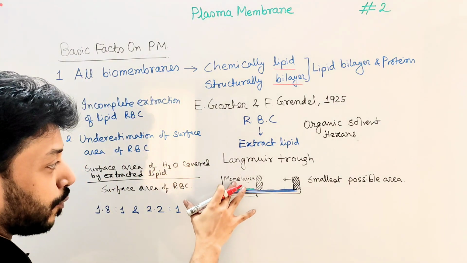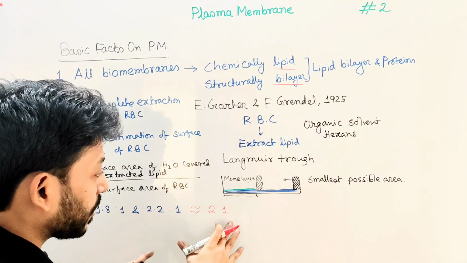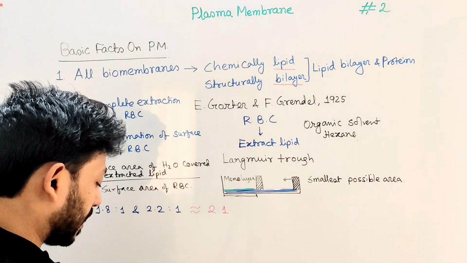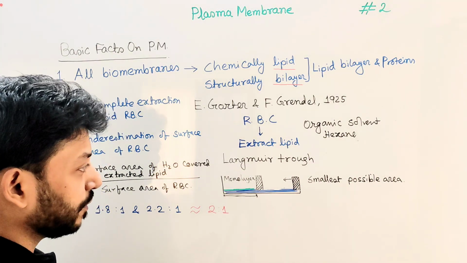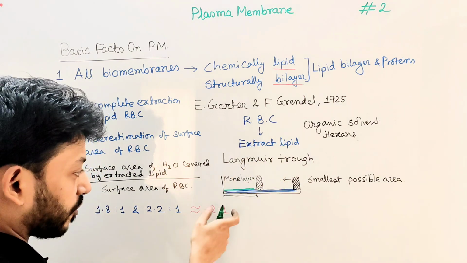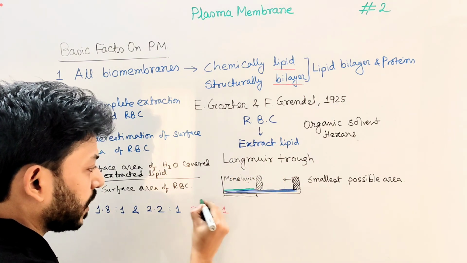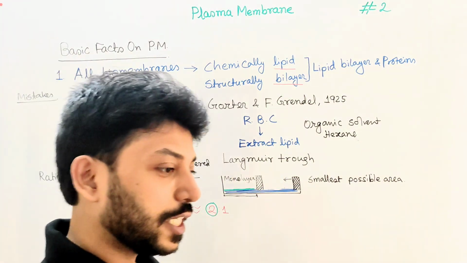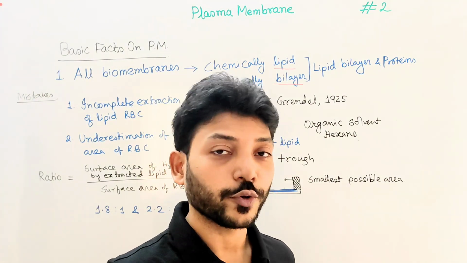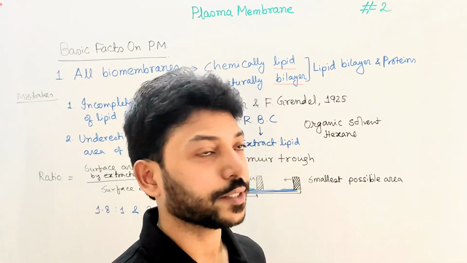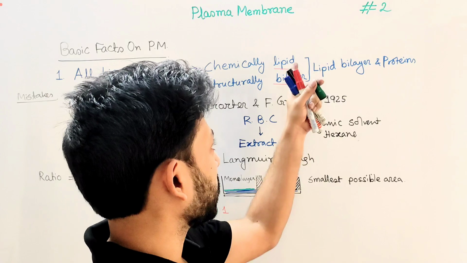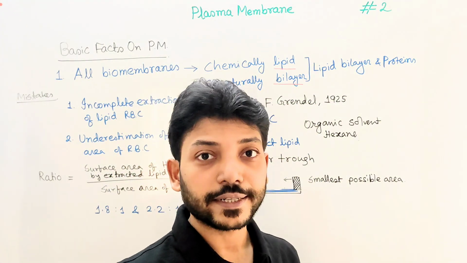As this is a monolayer, there is double the surface area when we extract these lipids. So from this experiment, E. Gorter and F. Grendel in 1925 concluded that these lipids are bilayered in structure.